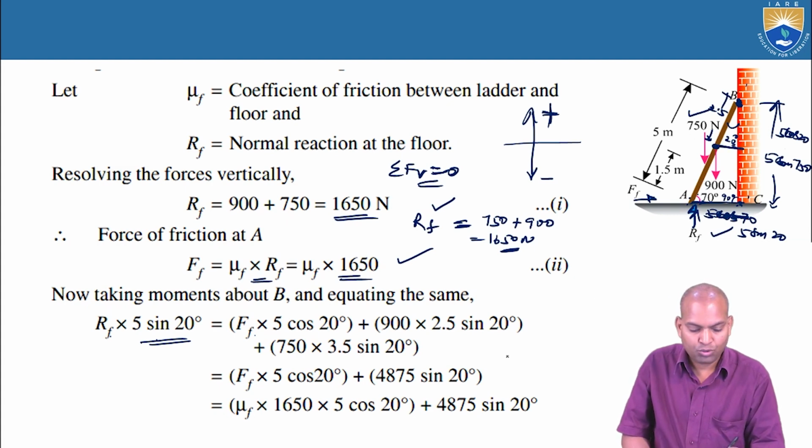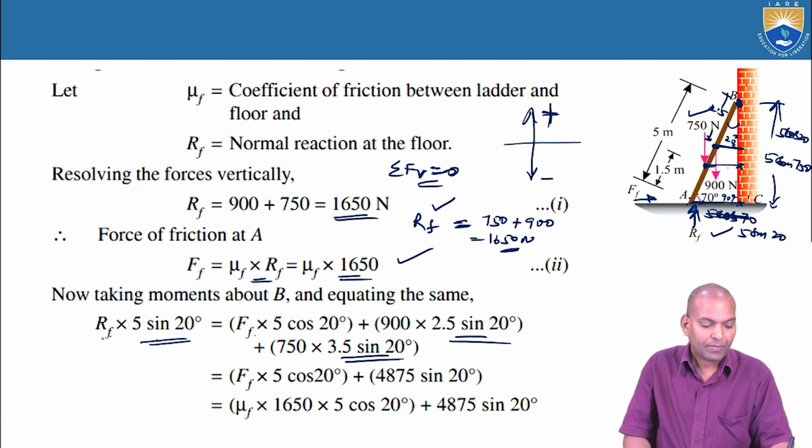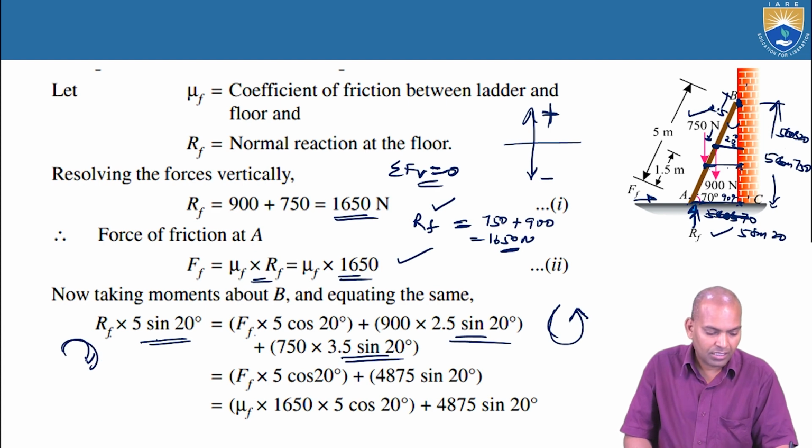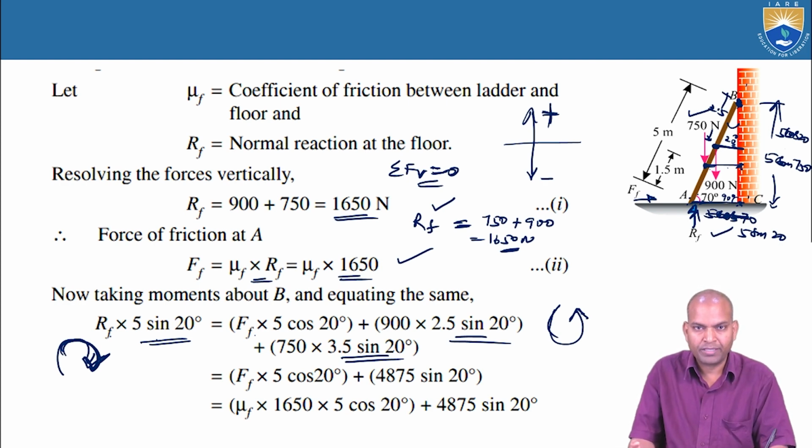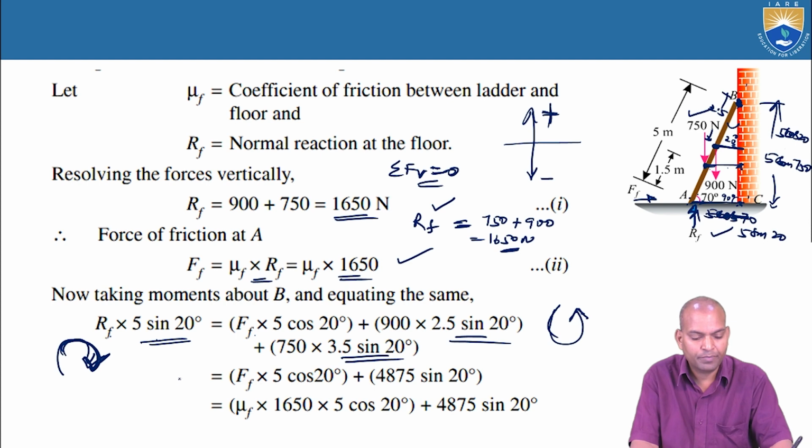That is 2.5 times sin 20 plus 750 times. What about this distance again? We want about this point, that is again sin 20, 3.5 times sin 20. The point is that clockwise moments equal anti-clockwise moments. This is anti-clockwise. Here these are left side, it is clockwise direction. That's what it is, a moment equilibrium.